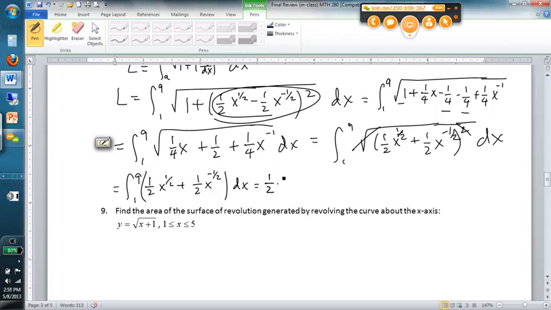1/2 will be x to the 3/2, so it'll be 2/3. X to the 3/2 plus 1/2, x to the half, so it'll be 2 over 1. That's good. The 2's cancel from 1 to 9. So I'll wind up with 1/3, 9 to the 3/2 plus 9 to the 1/2 minus the 1's. So it'd be 1/3 plus 1.